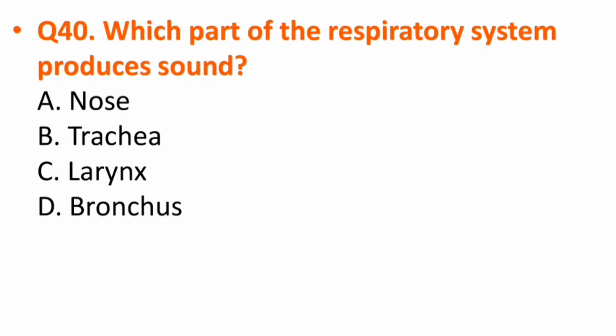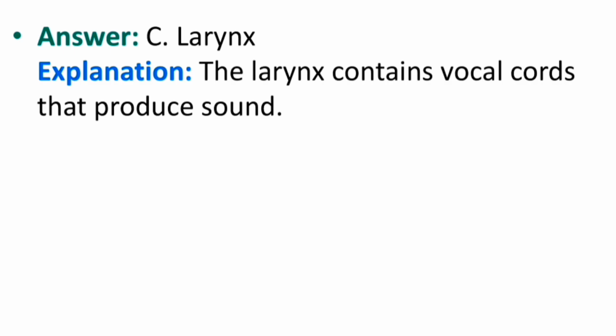Which part of the respiratory system produces sound? Option A nose, option B trachea, option C larynx, option D bronchus. The correct answer is option C larynx. The larynx contains vocal cords that produce sound.